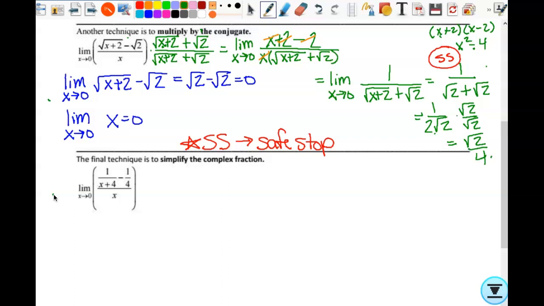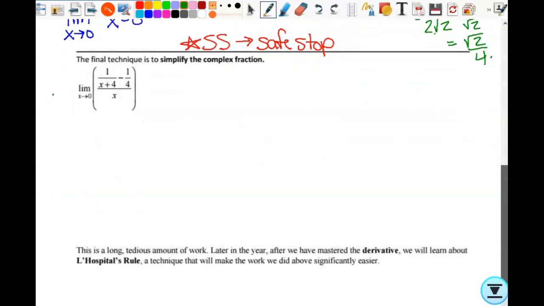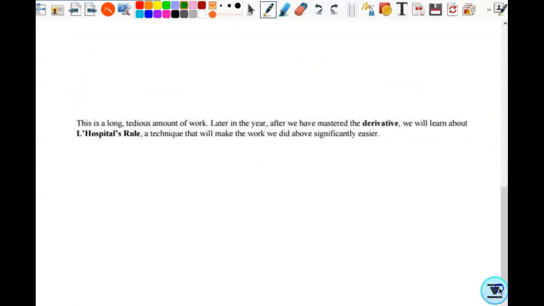We're not going to have to do it with limits, because here's the good news. We need to talk about this for some reasons, but it is a long, tedious amount of work, and we know that. And again, there are times where you may have to do it, but after we've mastered the derivative, which we have not even talked about yet, we will learn about L'Hopital's rule, and Mr. L'Hopital is going to save your life and make all that a whole lot easier, okay? So I will just save you from that other one, unless you just want to do it.